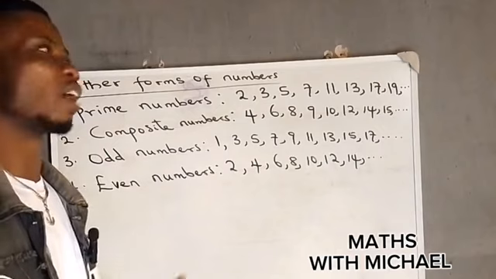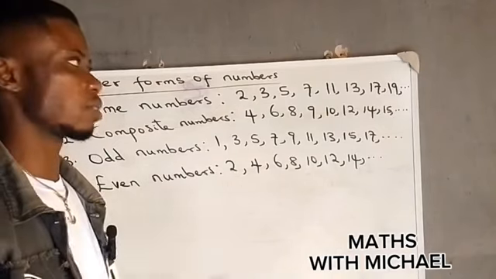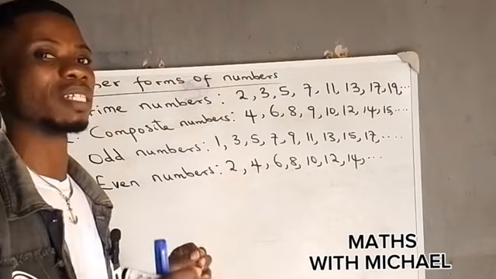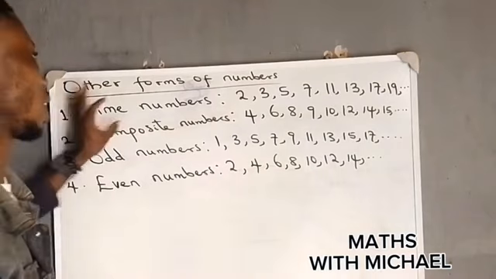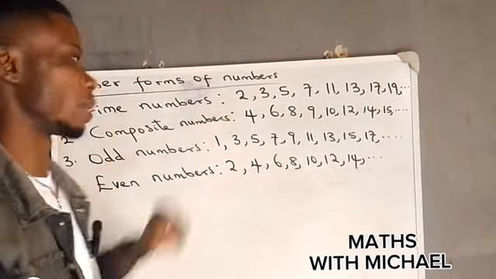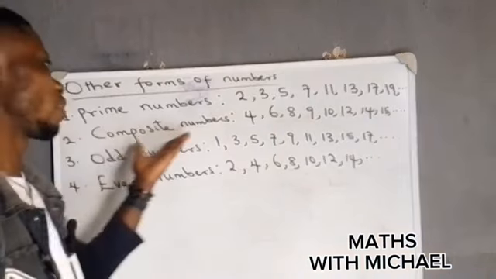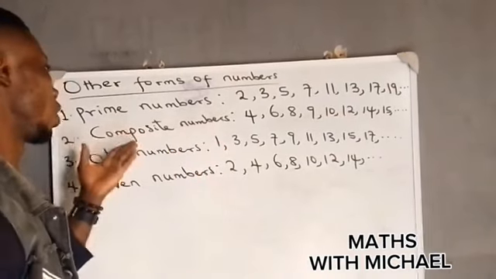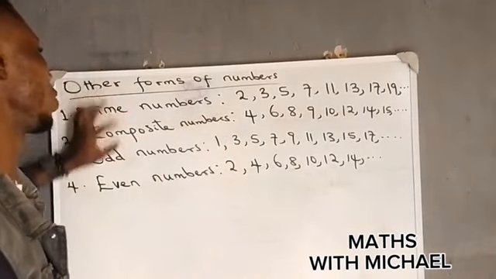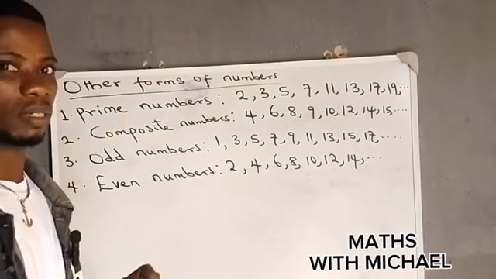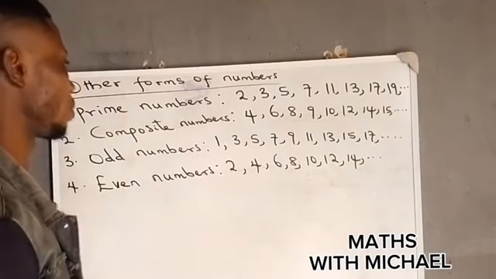You can name them. We have numbers like 23 and so on. The only numbers that can divide them are 1 and themselves. So such numbers are called what? Prime numbers. Now we have another form of number which we call composite numbers. Composite numbers are the direct opposite of prime numbers.